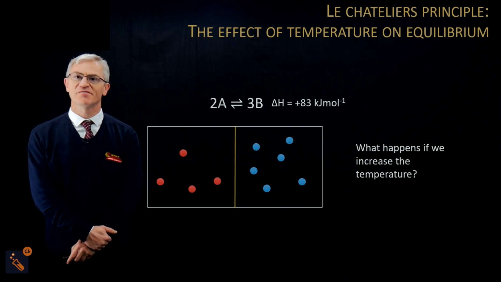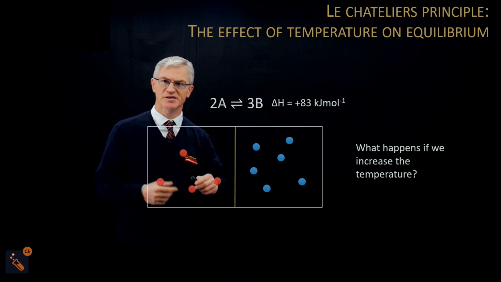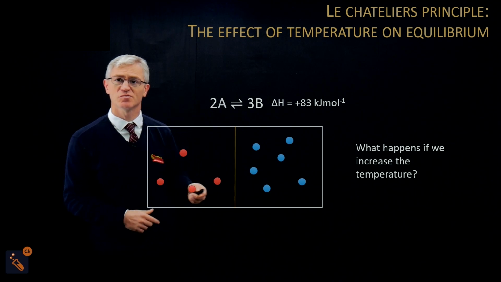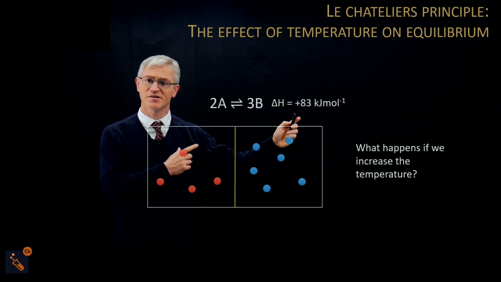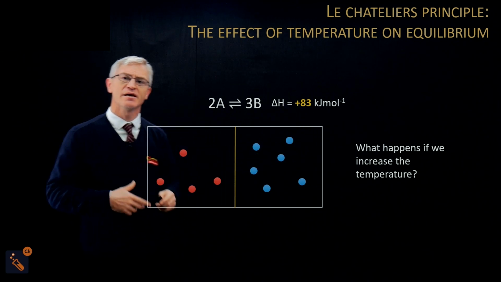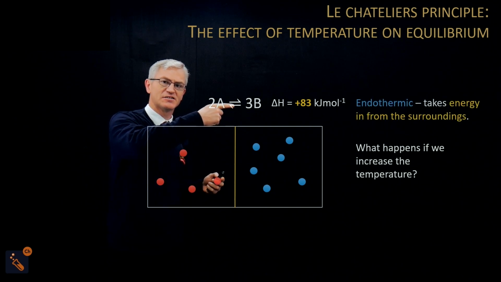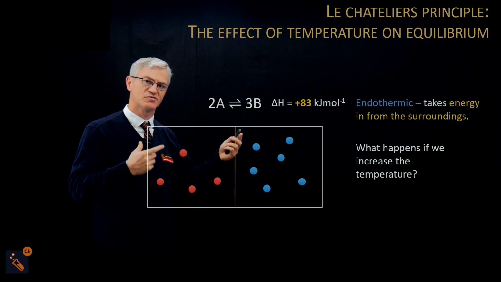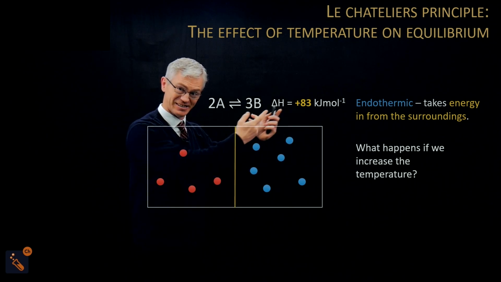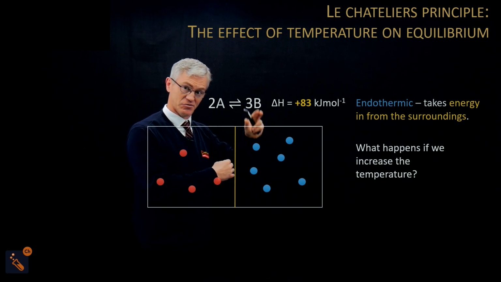We're now going to look at the effect of temperature on equilibrium. We've got a reaction here, 2A going to 3B. So first of all, the stoichiometry, 2 to 3, doesn't really matter that much. But what we've got here is an endothermic reaction. You can see here it's highlighted, so it's positive. And what that means is as you go in this direction, it's going to take energy in from the surroundings. And it's deliberately in blue because it's going to get colder. So it takes that energy in, takes 83 kilojoules per mole from the surroundings, and the surroundings then get colder.